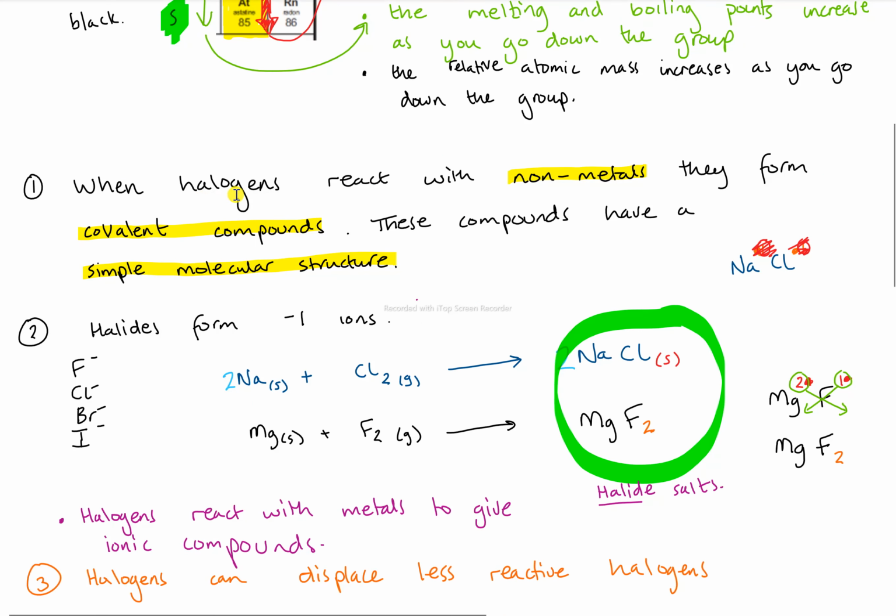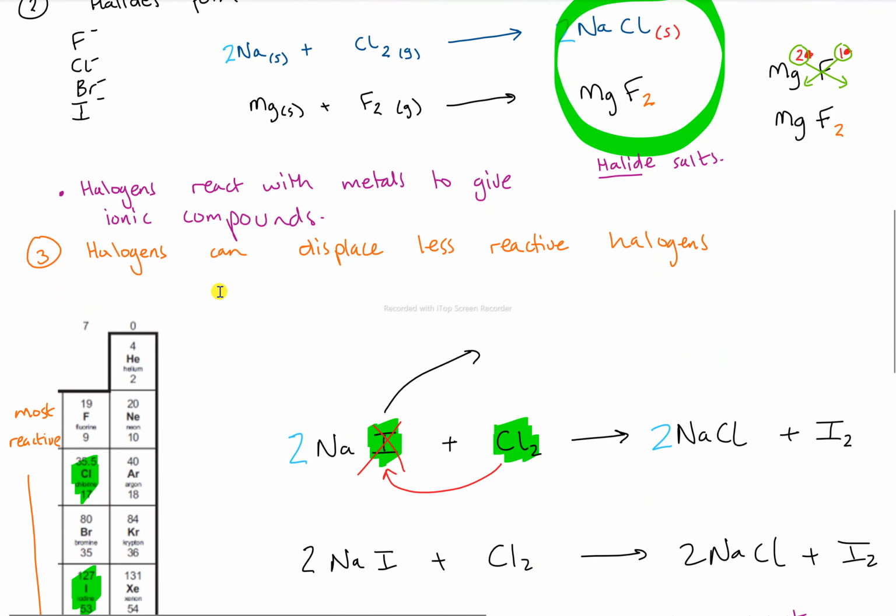Right, when halogens react with nonmetals, they form covalent compounds. They have a simple molecular structure. When halides form, they have a -1 ion. They react with metals to give ionic compounds.